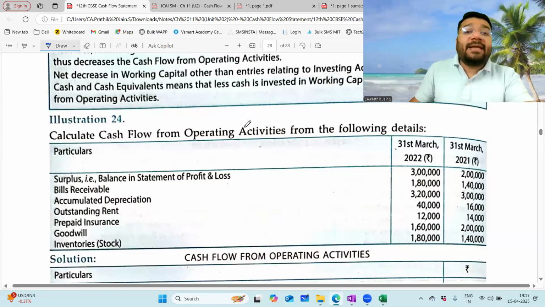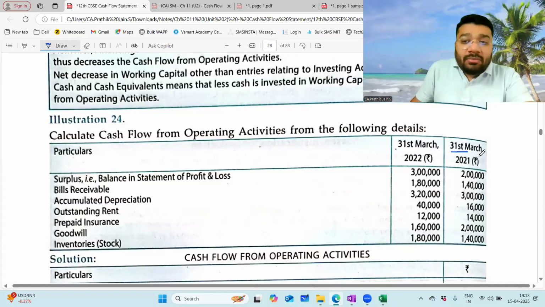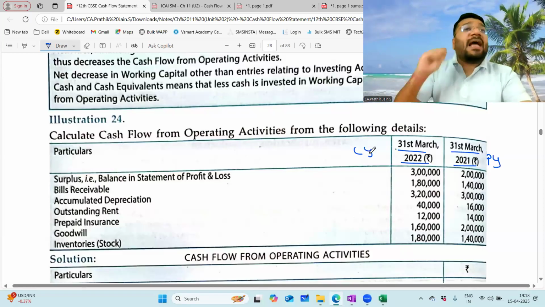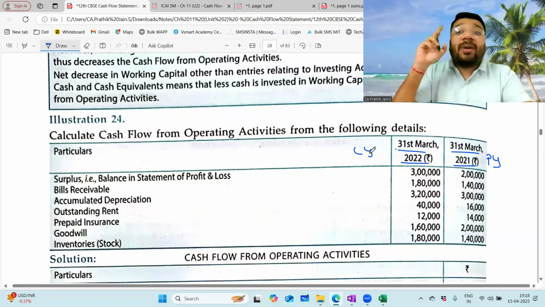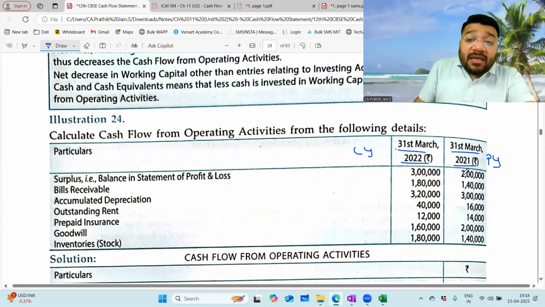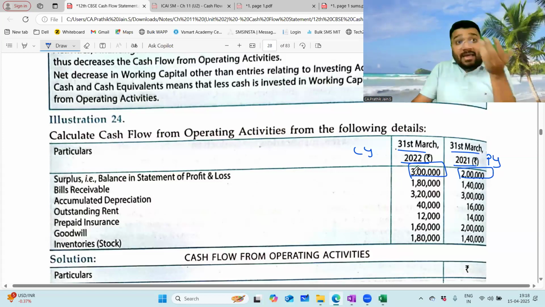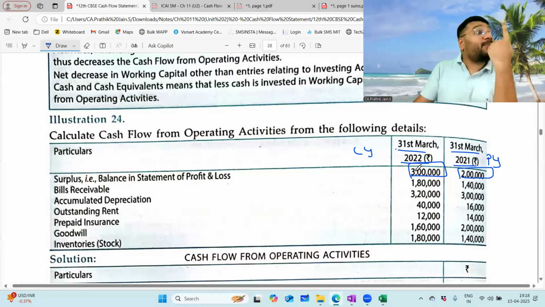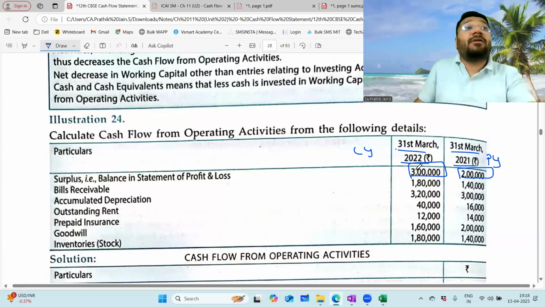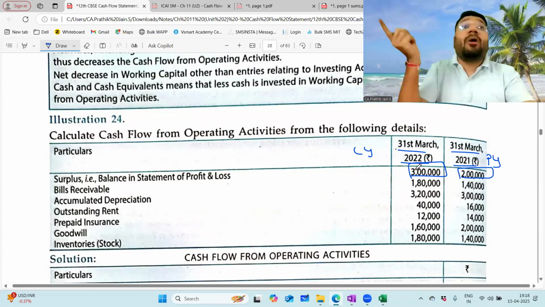Calculate cash flow from operating activity. Surplus is given, people. 31st March 21 looks like previous year, and this is current year. So you're preparing cash flow statement for which financial year? 21, 22. Previous year, your profit is 2 lakh. By the time you came at the end of the current year, it became 3 lakh. How? Sir, I worked hard in the current year. Sir, I made 1 lakh rupees profit in the current year. So what is my current year's profit? 1 lakh rupees, which is after appropriation or before appropriation?